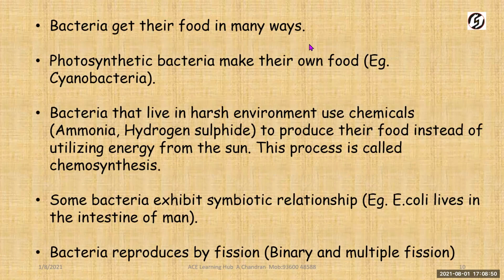So how do the bacteria live? Where do they get their food from? That is shown here. They get food in 2 ways. One is the photosynthetic bacteria. They make their own food. Bacteria that live in harsh environments use chemicals, ammonia, hydrogen, sulfide, all that, to produce their own food instead of utilizing energy from the sun. In the photosynthetic method, the sun's energy is used to make the food. In the other case, the bacteria use chemicals to make their own food. This process is called chemosynthesis. This is photosynthesis. This is chemo. Chemo means chemical, using chemicals.